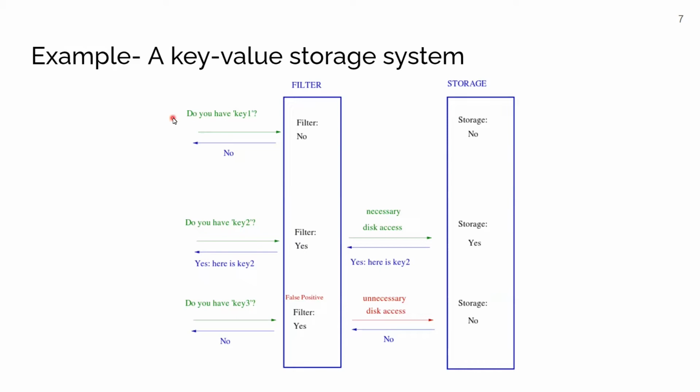Now, when we check for key 1, the filter says no, which means the key is not present, and that is guaranteed to be the truth. It is also not there in the storage. Now, if we query for key 2, the filter says yes. So we proceed and make a disk access request. We check on the storage system with key 2, and yes, it is indeed present. So storage also responds with yes, and then we retrieve the key 2. Now, if we try to query for key 3, the filter says yes, but it tries to access key 3 on disk on the storage, but the storage says no. And this is an unnecessary disk access and an example of false positive.